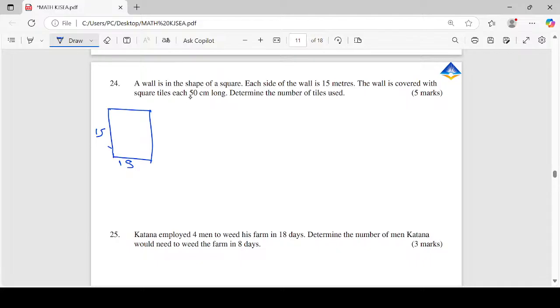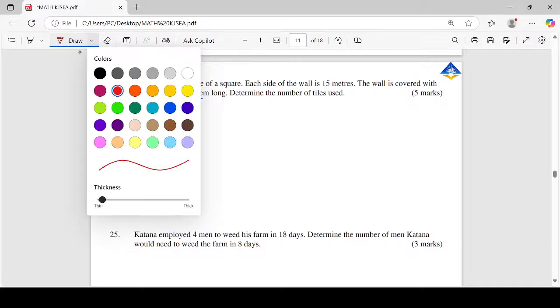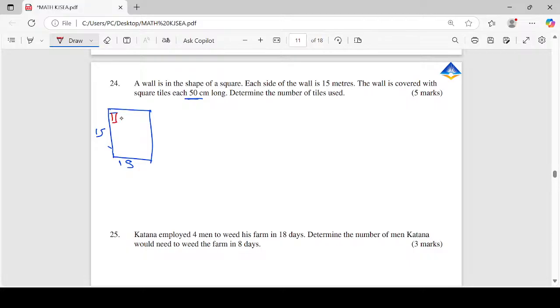The wall is covered by tiles, each 50 centimeters. Inside the wall we have small tiles. These tiles cover the whole wall like that. Then the question is to determine the number of tiles used. So remember, this is a question that is tested on area. And when you talk about area, this is the measure of the extent of the surface.